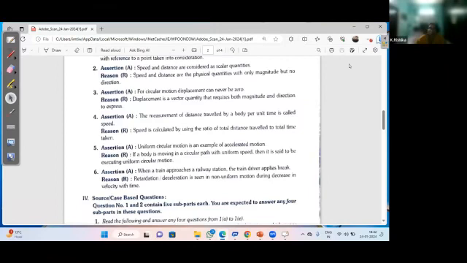Sir, is there option B? The assertion says uniform circular motion is an example of accelerated motion. First of all, tell me, is this correct? Chavan, is this assertion correct? Is uniform circular motion an accelerated motion? Which question, sir? We are on the fifth question. Uniform circular motion is accelerated motion. A body moves in a circular path.